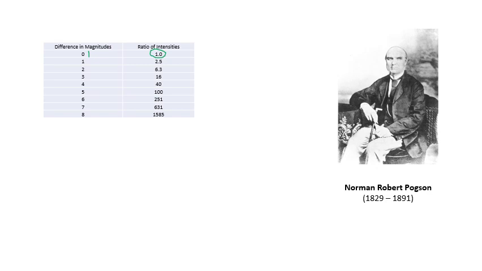So if they have a difference of magnitudes of 5 magnitudes, what Norman Pogson discovered or thought about was that the ratio of intensities should be representative of 100. So one object would be 100 times more intense, brighter than the other one, if on the astronomical magnitude scale they had a difference of 5 magnitudes. And so we can use that fact to represent the magnitude scale.